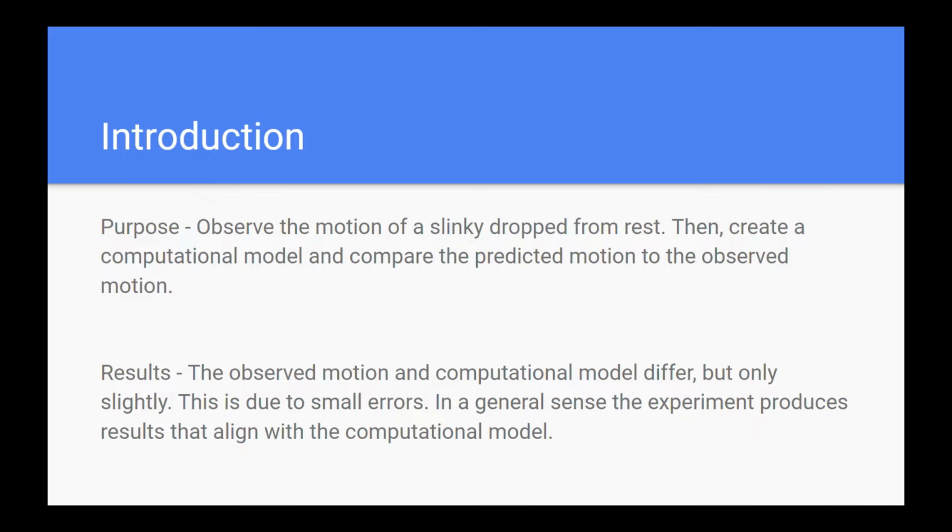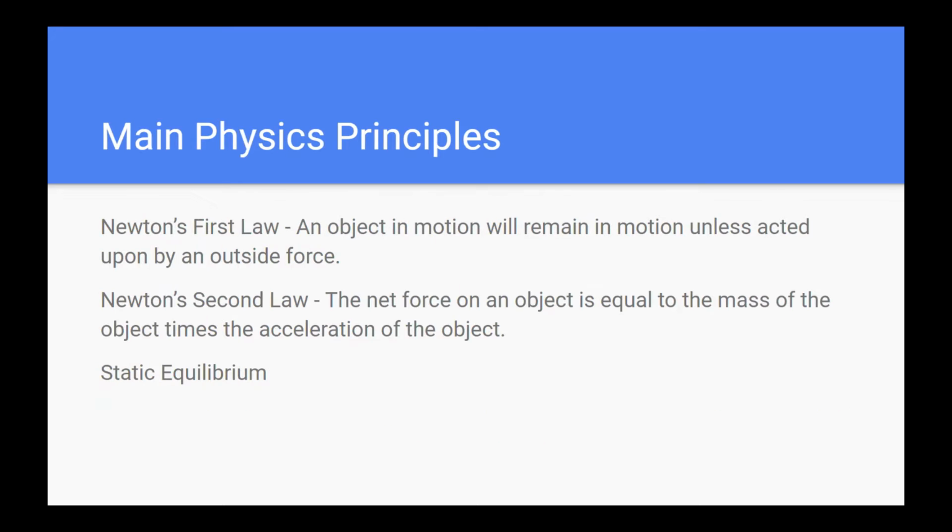Introduction. The purpose of this experiment was to observe the motion of a Slinky dropped from rest, then create a computational model and compare the predicted motion to the observed motion. Results. The observed motion and computational model differ, but only slightly. This is due to small errors. In a general sense, the experiment produces results that align with the computational model.